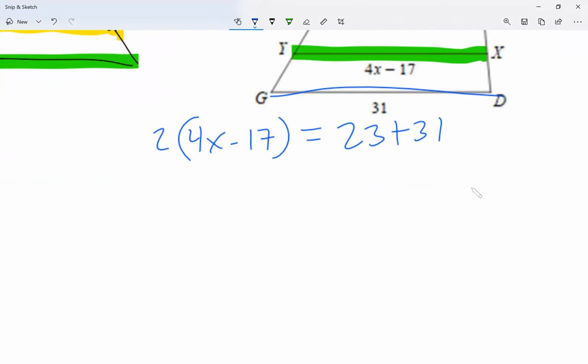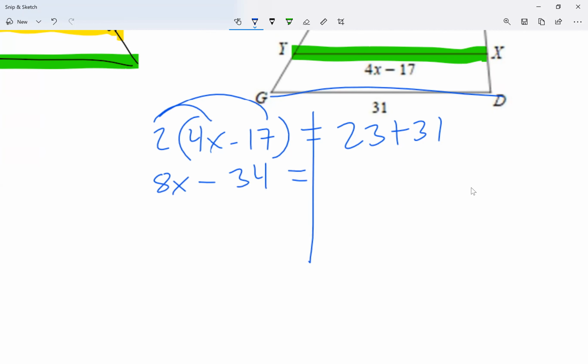All right, the rest just looks like an algebra question. Let me separate my sides to the equal sign. Let me get rid of parentheses. Let me distribute the 2 to the inside. 2 times 4x, that's going to be 8x. Then there's a minus sign. 2 times 17, that's 34. And all of this is equal to, I can write 23 plus 31 again, or I could just call this 54. As you wish. It's a little bit easier if I combine them.